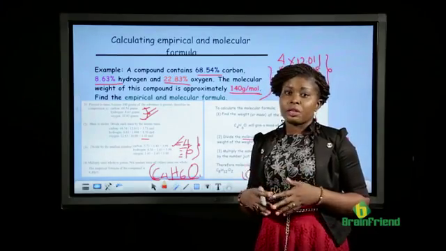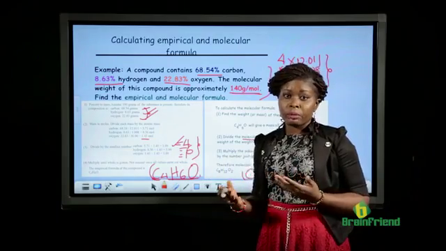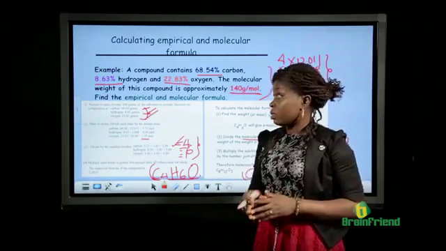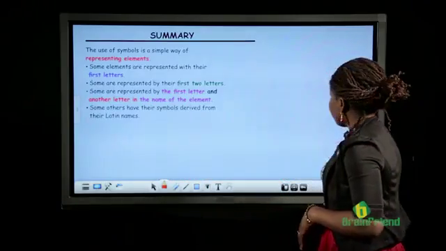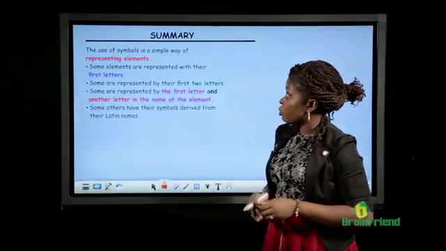So this is a simple way we derive empirical and molecular formulas. And as I said earlier, you can keep practicing with exercises that have to do with empirical and molecular formulas so that you would get to understand this better. With this, we have come to the end of our class. We'll just take a quick recap to help us understand all we've learned today.